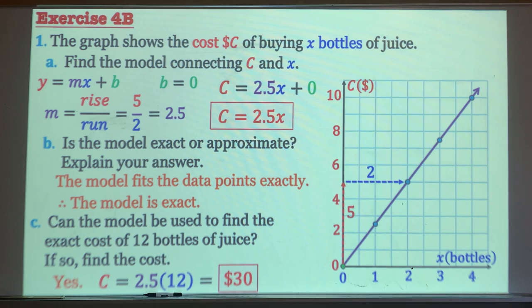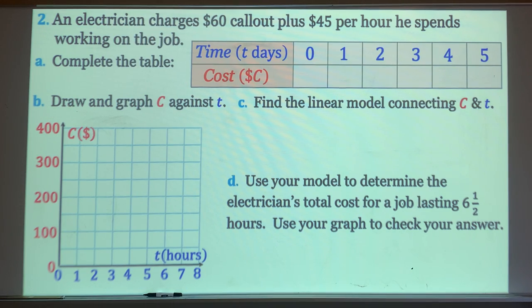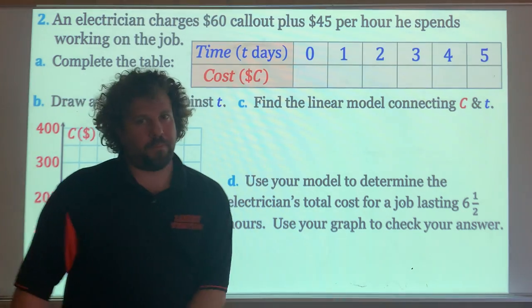The next one. Problem number two. Do this one on your own. An electrician charges $60 for a call out, plus $45 per hour he spends working on the job. So what I want you guys to do is try to complete this table real quick.